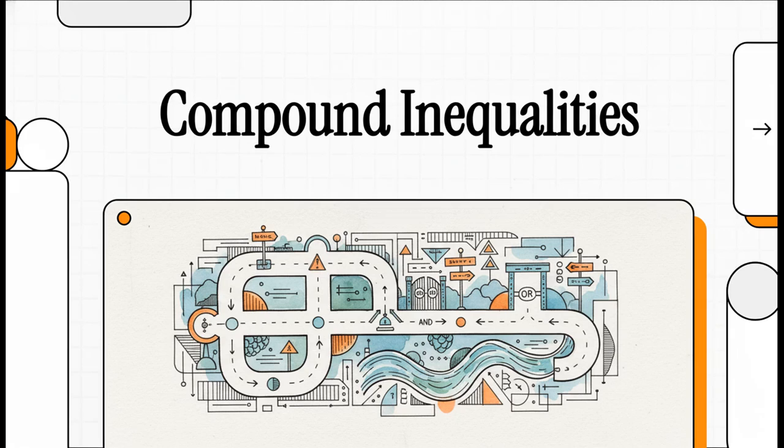Our world is just full of rules that have more than one condition, right? From speed limits to sales promotions, they're everywhere. Well, in algebra, we've got a really cool tool for this, compound inequalities. So let's break down exactly how they work.